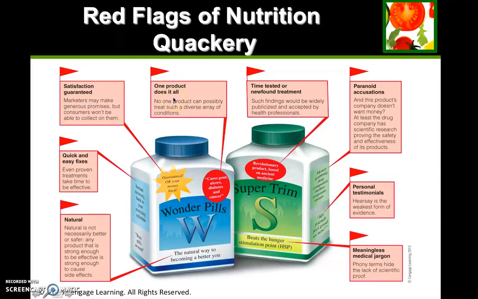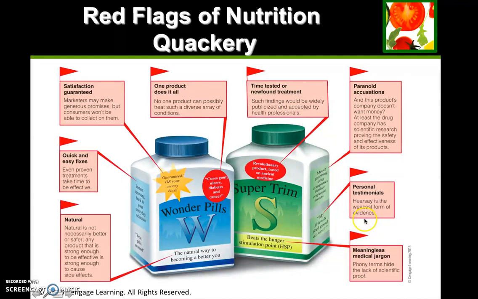Another, one product does it all. No one product could possibly treat everything. That would be too good to be true. Another is if it's not time tested or if it's a newfound treatment. When we learned about research, we want other people to validate the results and retest in multiple studies. So if it's something very, very new, it might not be trusted. If the findings were accurate, they would be very publicized and accepted by many health professionals because they went through the robust process of research.